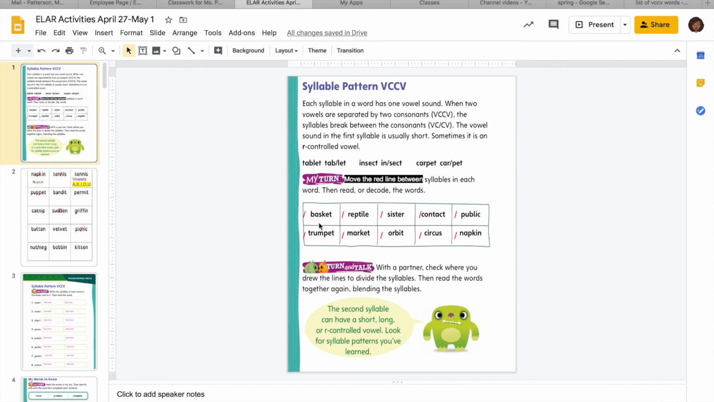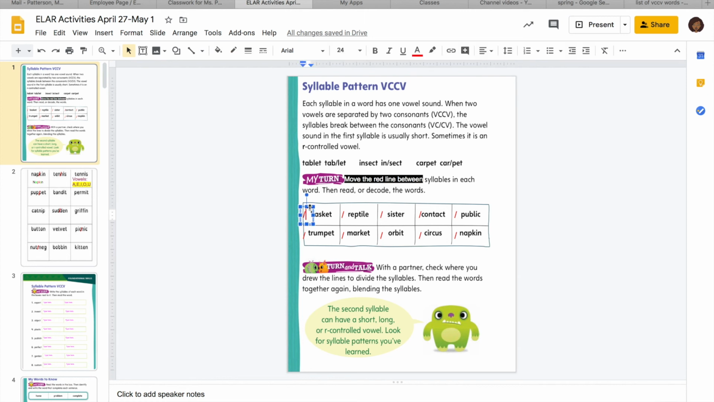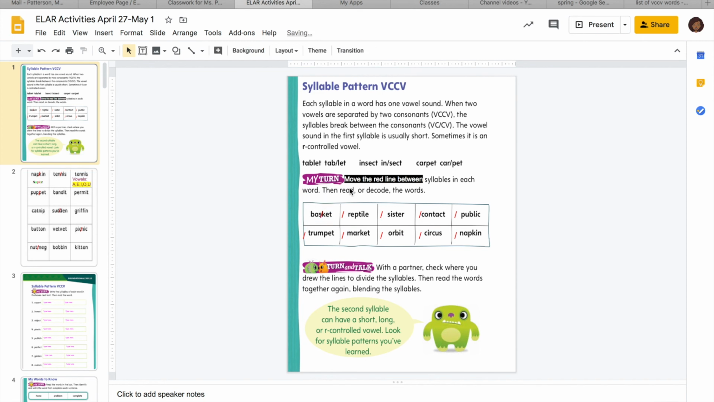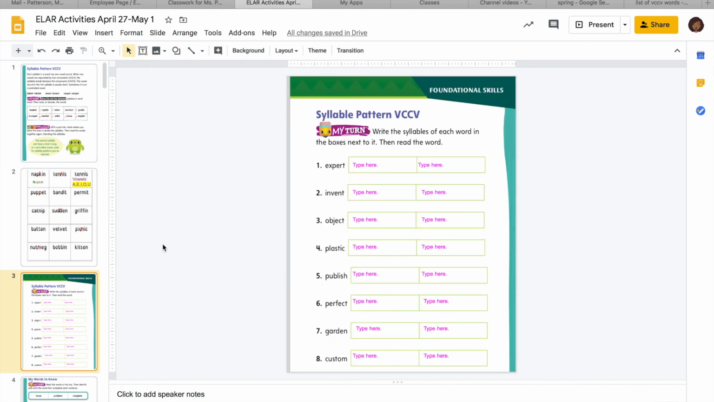So our line is going to go, we have vowel, consonant, consonant, vowel. So it's going to go between the S and the K. So I'm going to take it and I'm going to put it right there between the S and the K. All right, and let's look at the next one. It's the same thing except for this time you're going to actually type the word out.